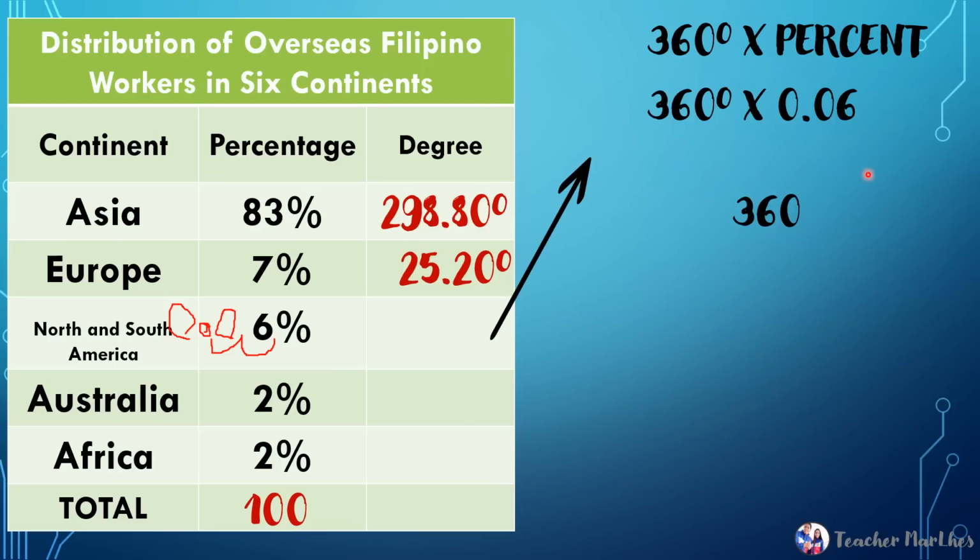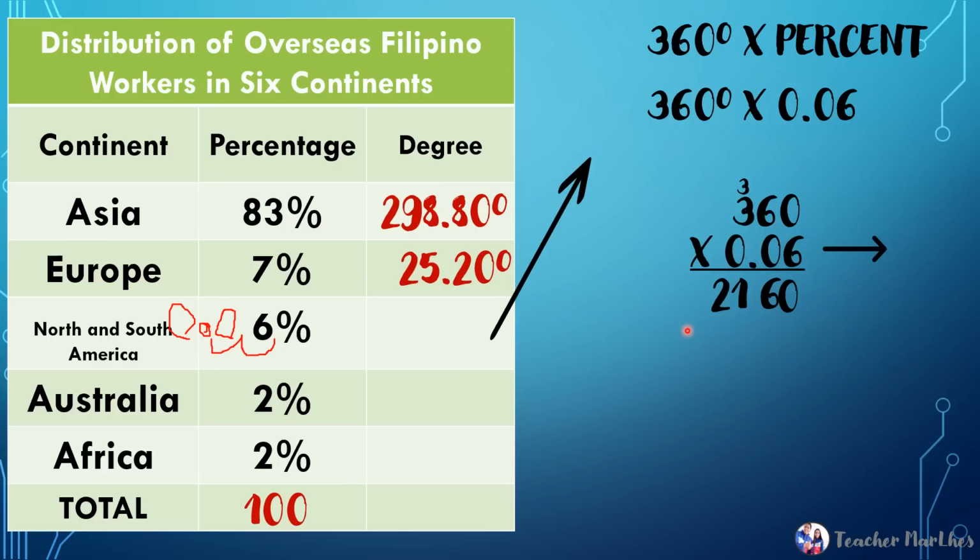Then, multiply 360 times 0.06. So, 6 times 0 is 0. 6 times 6 is 36. So, carry 3. Bring down 6. 6 times 3 is 18. Plus 3 is 21. Then, ito, again, 0 na ulit itong nasa dulo. So, wag na natin i-compute. Kasi 0 lang din yun.